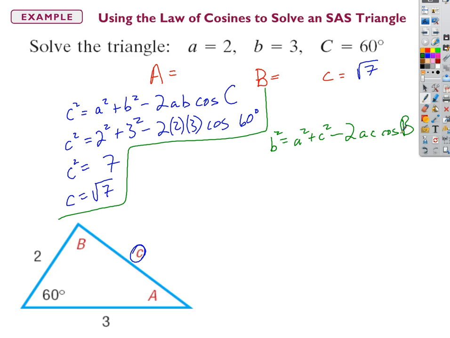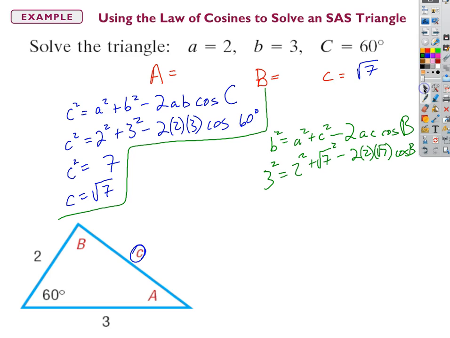All right, and then I plug in with what I know. I know that b is... so this is 3 squared is equal to 2 squared plus square root of 7 squared minus 2 times 2 times square root of 7 times cosine of b. And I solve for cosine of b. So what does that mean? Subtracting the 2 squares, subtracting the square root of 7, dividing by a negative 2 times square root of 7. Do all that and find out what cosine of b is.